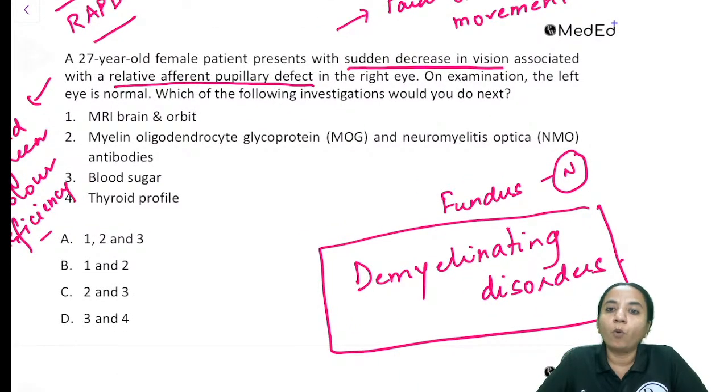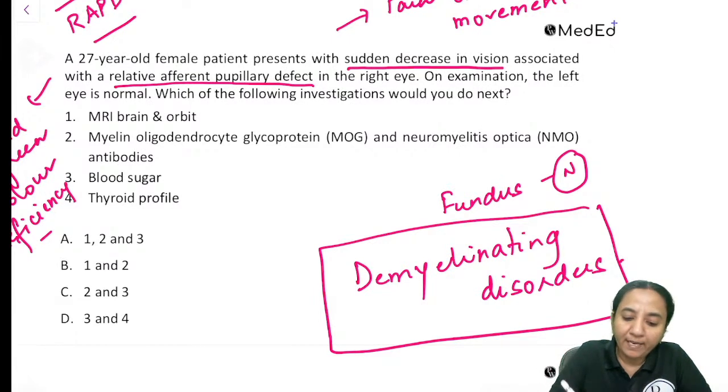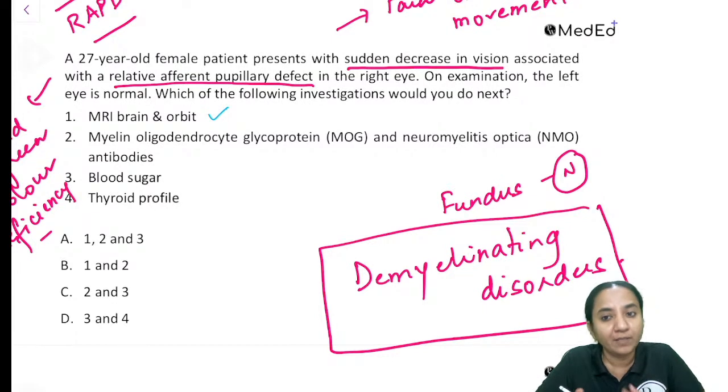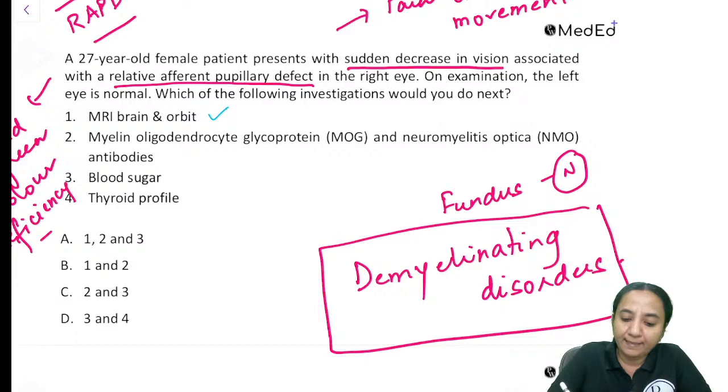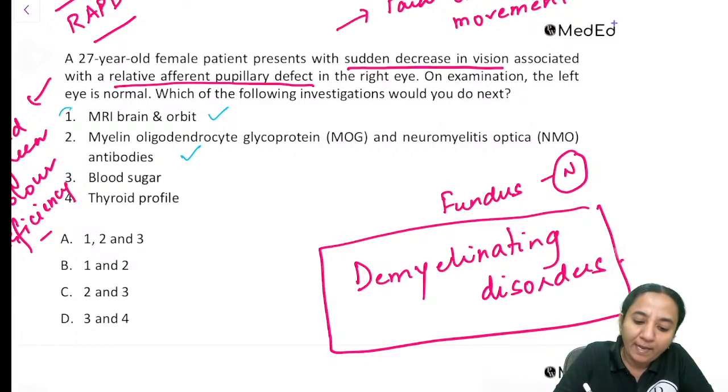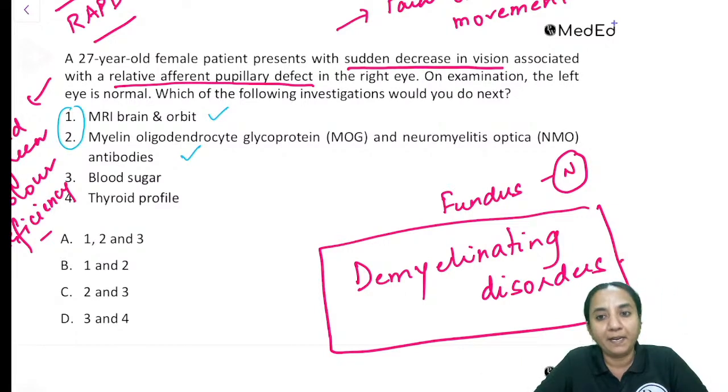Right? So, what are the investigations that you will do? The investigations that need to be done are these. You will need to do an MRI of brain and the orbit to look for demyelinating lesions. You have to obviously look at the optic nerve, so you need an MRI of the orbit, and you also have to look at the CNS for demyelinating lesions. And this, that is myelin oligodendrocyte glycoprotein and neuromyelitis optica antigen. Okay, so together this will help us to rule out demyelinating disorder.